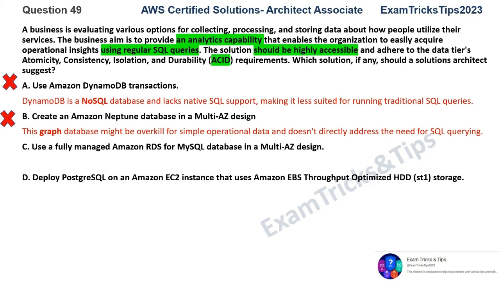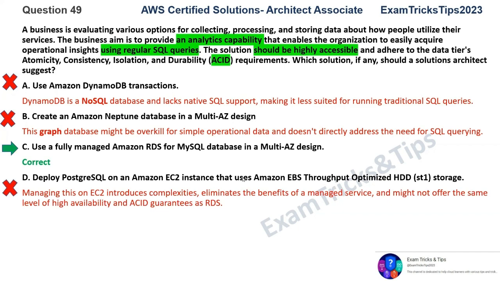So in that hierarchy, why do we need EC2, which is not a managed service? In fact, with this option, it might not even offer the same level of high availability and ACID guarantees as RDS. So that's our answer effectively, which is option C. Option D we rule out for the justification we have just discussed.